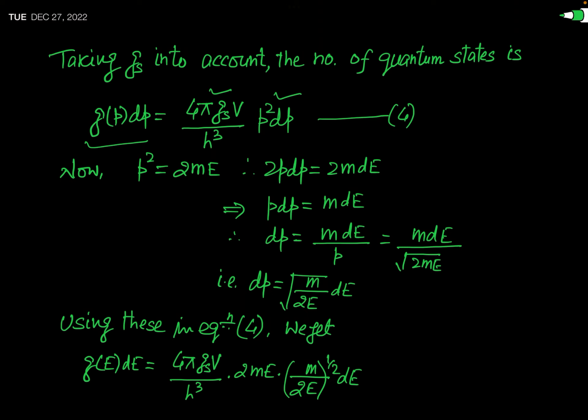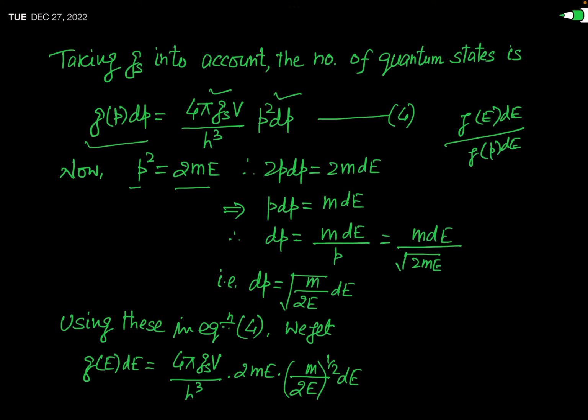Now, as you have seen that E is equal to P square by 2m, you can write P square equal to 2mE. Now we are going to find the value of G of E dE. You know that G of E dE and G of P dP are not different, both are the same, because when energy is E, then momentum is P, and when energy is E plus dE, then momentum is P plus dP. But we will only change the parameter: P will be changed in terms of E. So how can we carry out this transformation?